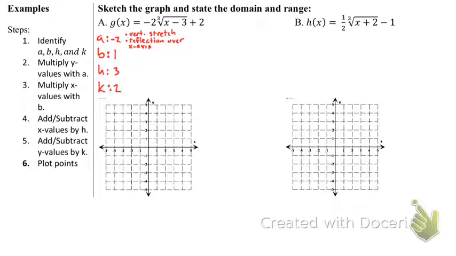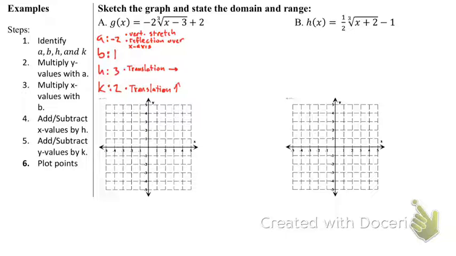My H value is +3. So we have a translation. Remember, translation means shift. It's just a fancy way of saying shift. A translation to the right 3 times. And then we have a positive K, a +2. This is a translation or shift up twice. Okay? So now, how do I graph it?